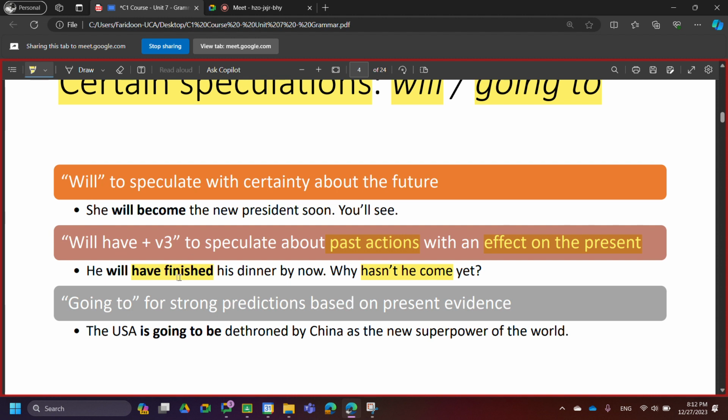Okay, he will have finished. And we use going to for strong predictions based on present evidence. Example, the USA is going to be dethroned by China as the new superpower of the world. Okay, once again, it's a prediction, but it's based on evidence, right? We have the evidence, like the China economy, let's say, is growing and growing and growing. So based on current evidence, USA might not be the superpower in the later stages.